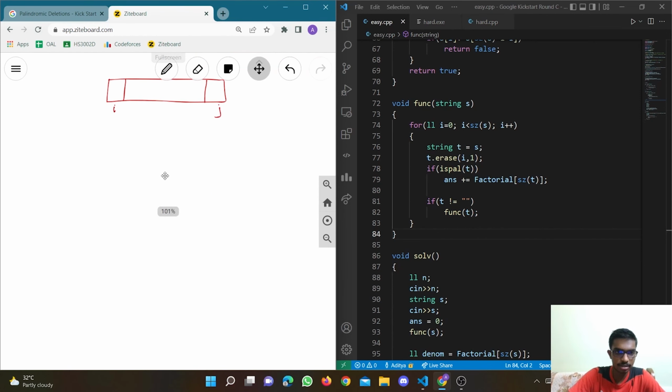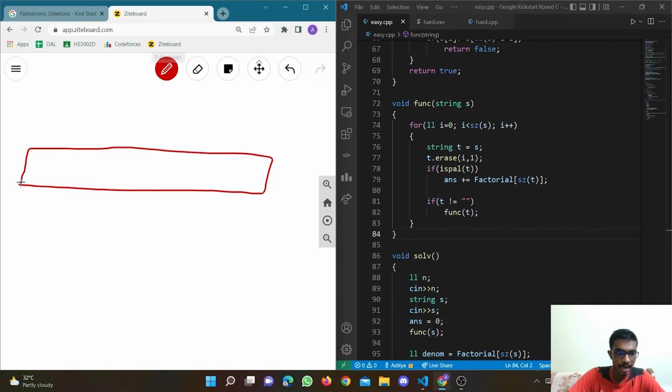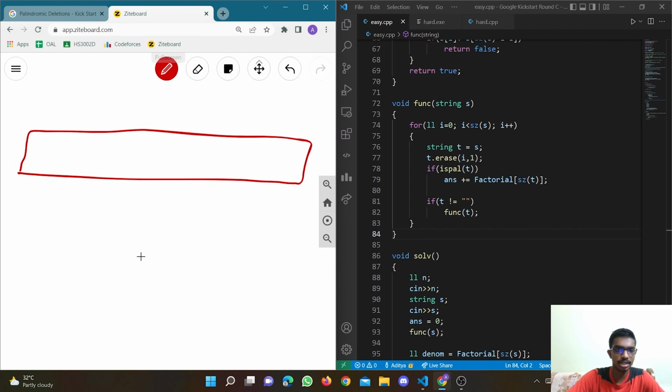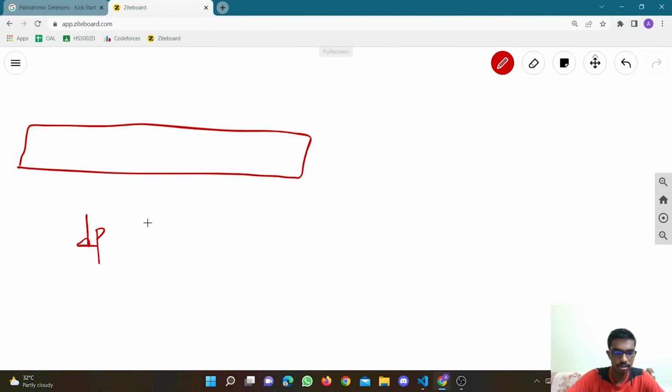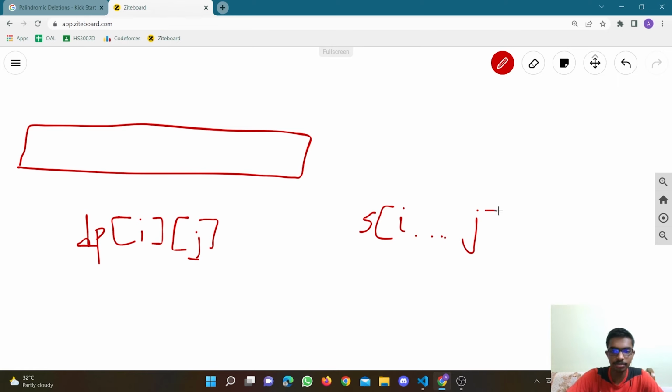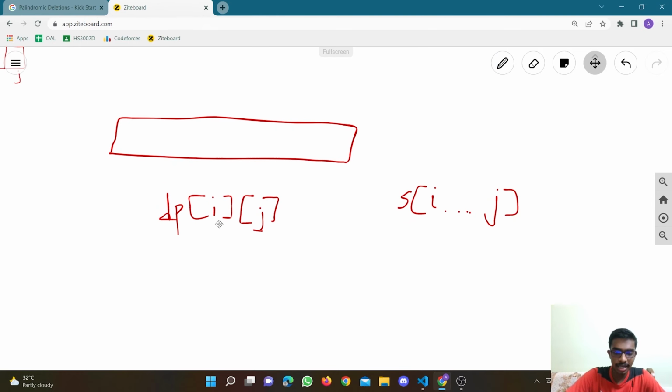So we have a string, right? We have a string that is given to us, and now what is the subproblem that I can choose to solve? One interesting subproblem that we can see is maybe dp of i of j, where dp of i of j will give us the number of palindromic subsequences in s of i to j, right? This is something that feels intuitive, like some general dp problems that we solve, right? So dp of i of j will be the number of palindromic subsequences in s of i to s of j.